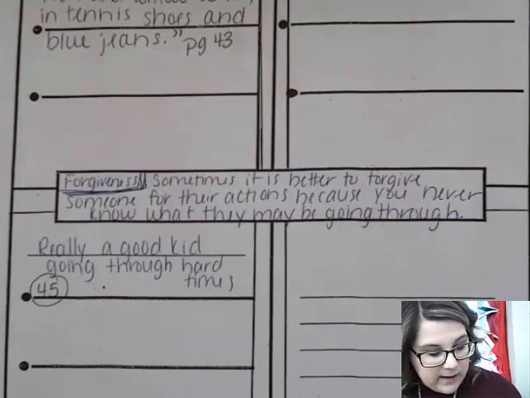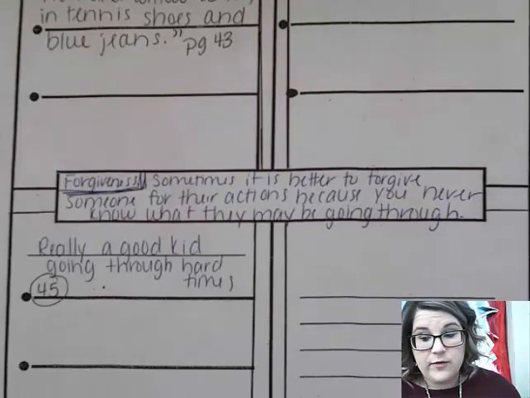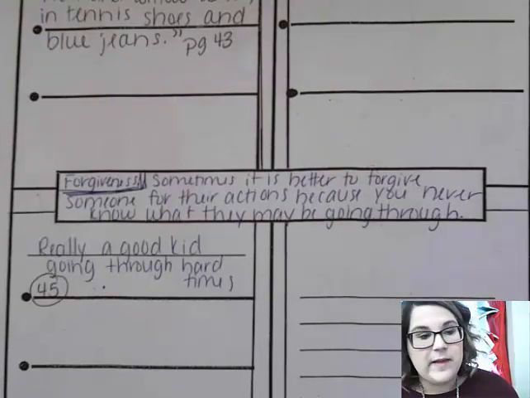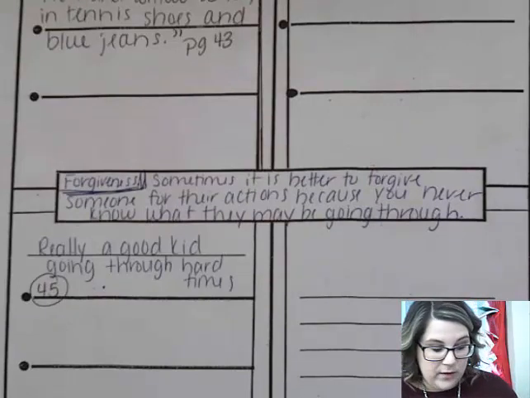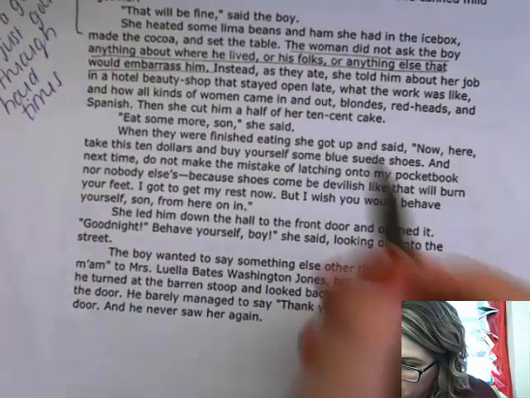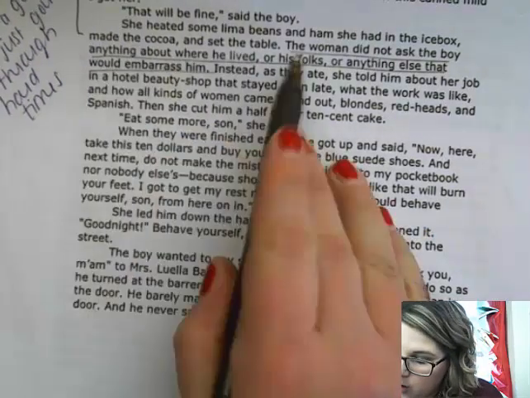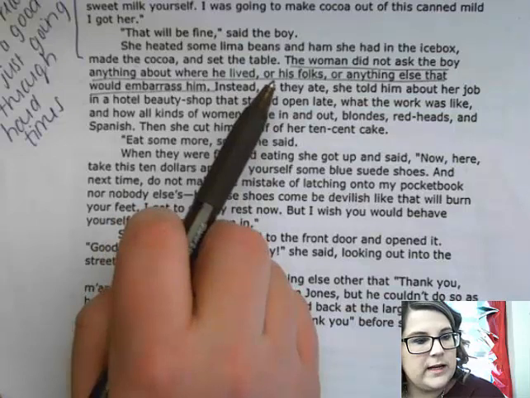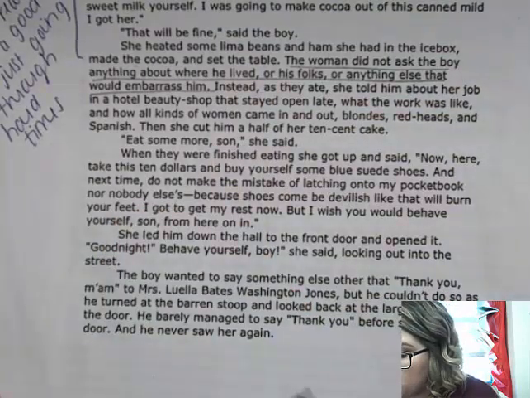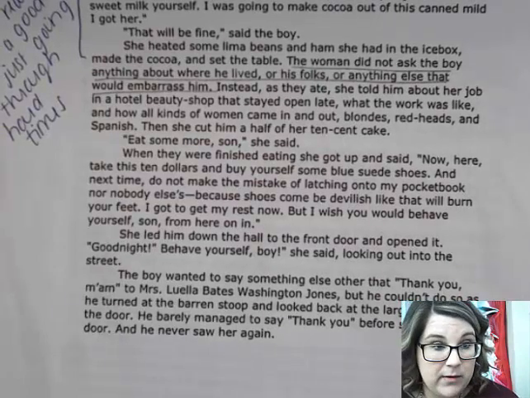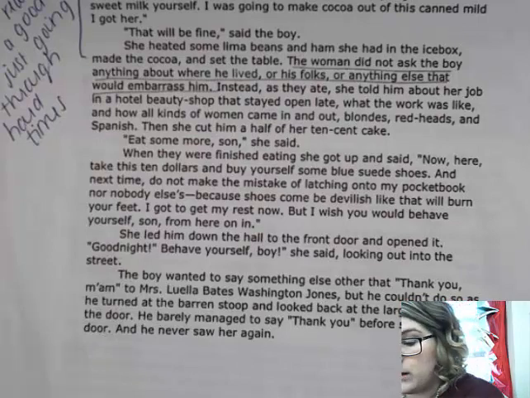Okay, now that we are back, I may show one that's different from what you found. That's okay. It doesn't need to be the same. As long as you found a quote that you think has specific words that could support my idea, then that's wonderful. So I found he's really a good kid going through hard times. What I wanted to go with is this quote here. "The woman did not ask the boy anything about where he lived or his folks or anything else that would embarrass him." I chose that quote because that's showing her feeling that he's going through a lot and he doesn't need to talk about it. He already has enough going on. She just needs to show him kindness. So I'm going to go ahead, copy that down.